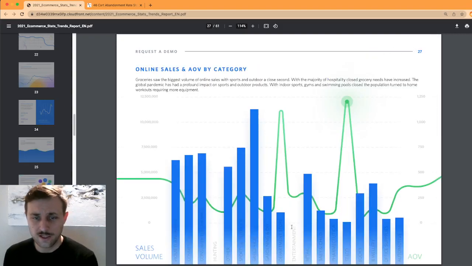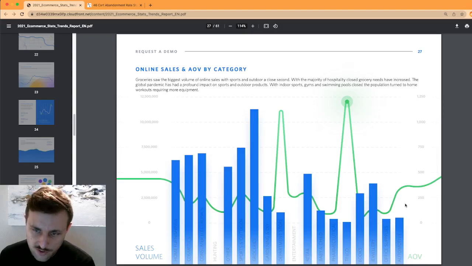And lastly, you also have by category. So you see here on the blue bars, you have the category name. So in blue, you have the sales volume, and in green, the green line is the average order value. So here it's interesting. For example, if we look at office supplies, it's around maybe between 50 and 100 in average order value. If you look at something like retail, we're above 250.